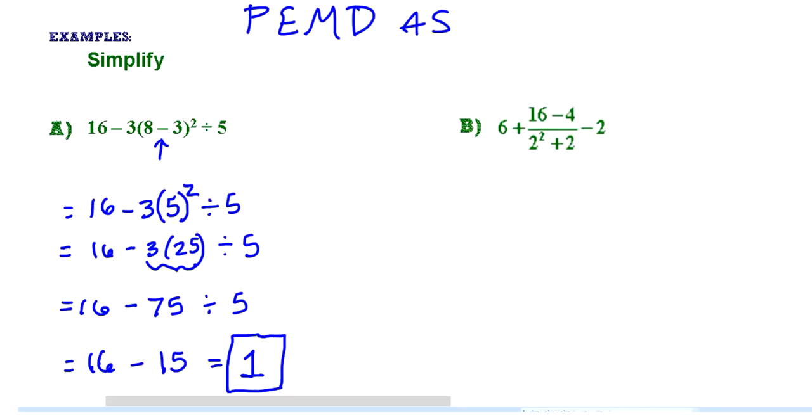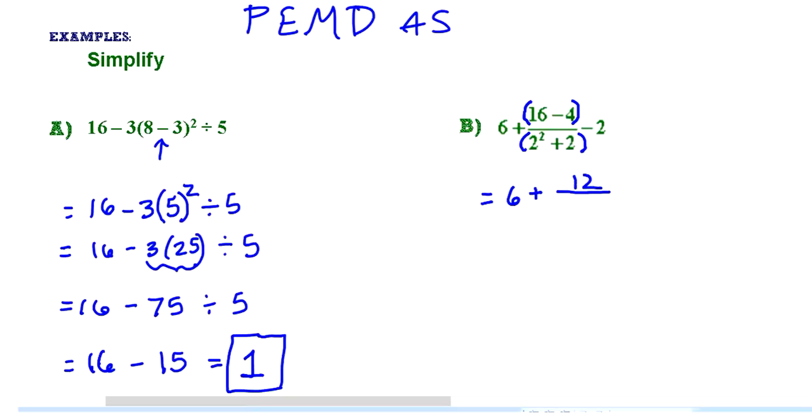In B, I had mentioned that a fraction bar can serve as its own little type of grouping symbol. And so in this regard, it is, because we have to simplify inside the numerator and inside the denominator first. So let's do that. We'll bring down the 6 plus. Okay, now my numerator is 16 minus 4, which is 12.